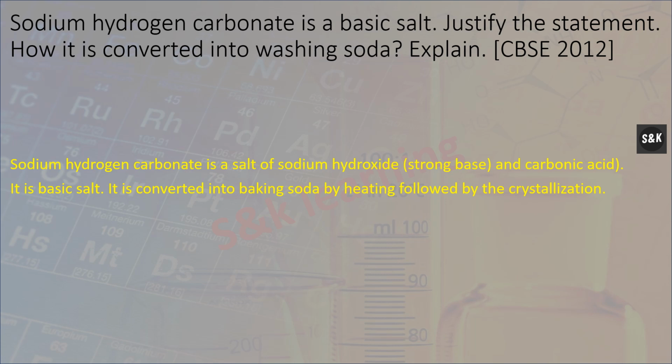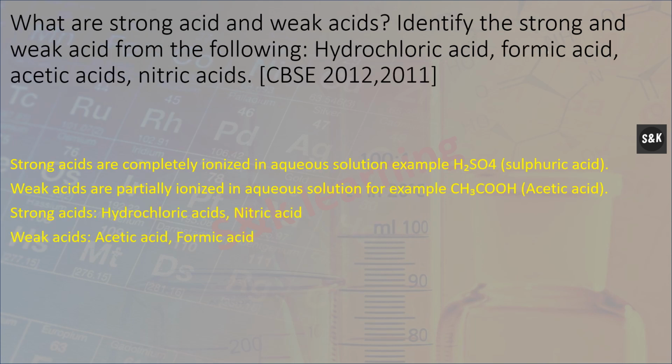Sodium hydrogen carbonate is a basic salt. Justify the statement and explain how it is converted into washing soda. Sodium hydrogen carbonate is a salt of sodium hydroxide and carbonic acid. It is a basic salt. It is converted into washing soda by heating followed by crystallization.